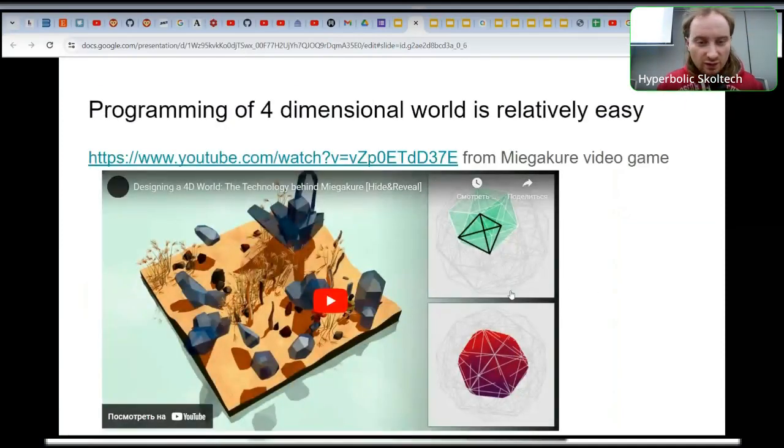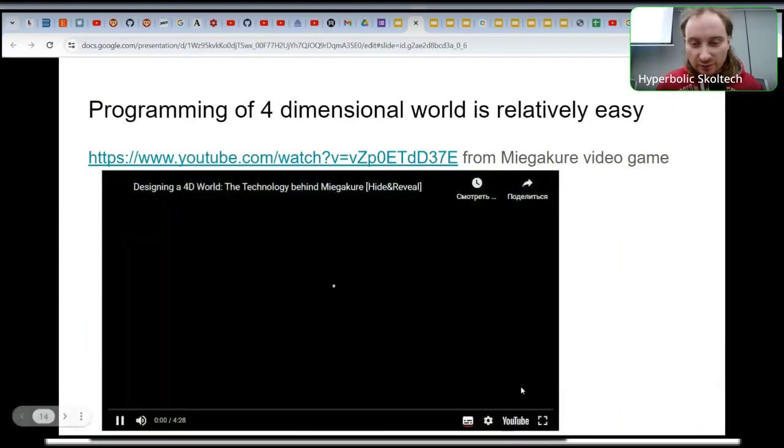Okay. So now we will see how to slide in dimension, how to slide across some axes. It's the same game.